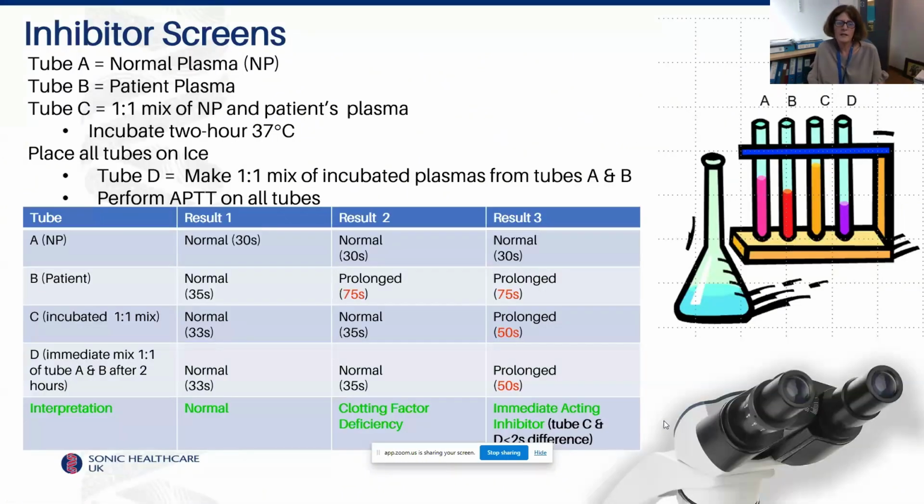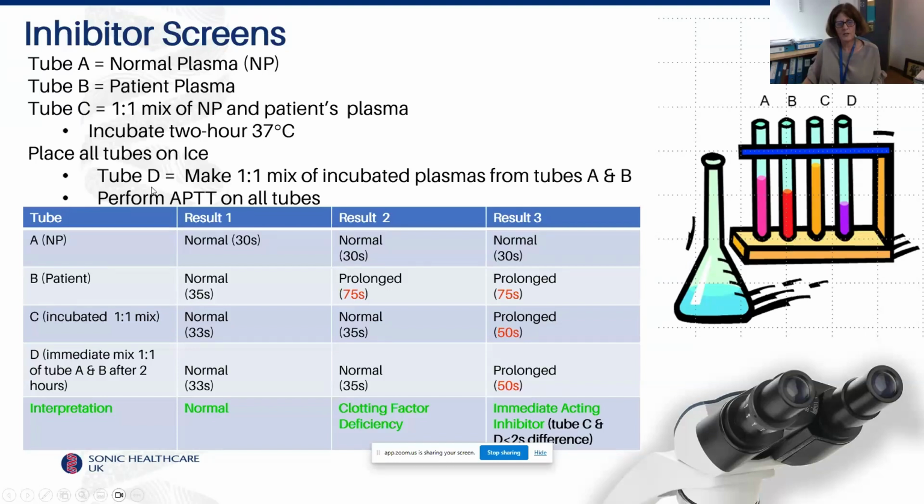Okay, so inhibitor screens. I've just put up here how we would do an inhibitor screen if we thought somebody had an acquired haemophilia, or we wanted to see what kind of inhibitor might be present in the patient's plasma. There's tube A, which is just normal plasma. We have tube B, which is patient's plasma. We have tube C, which is a mixture of normal pool and patient's plasma. And then we put all those tubes into a water bath. We incubate them for 2 hours at 37 degrees.